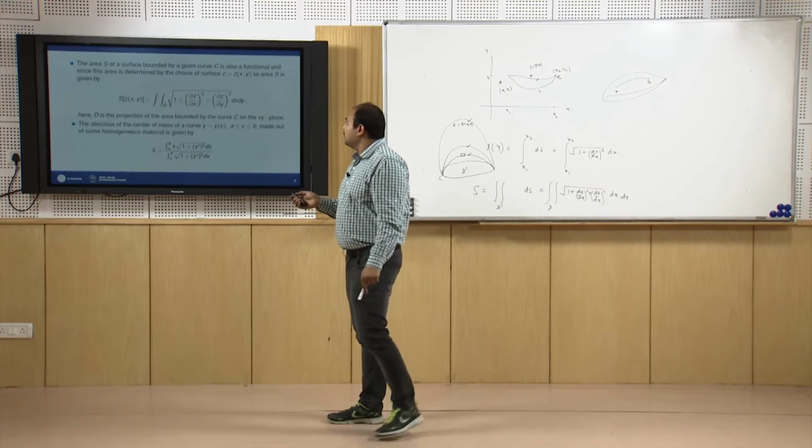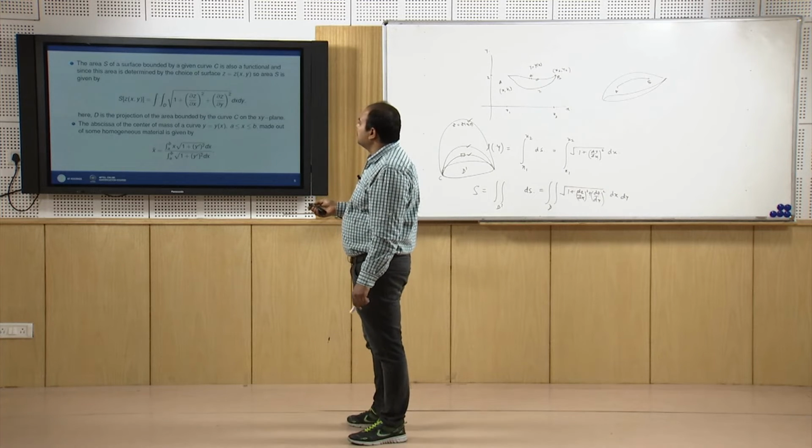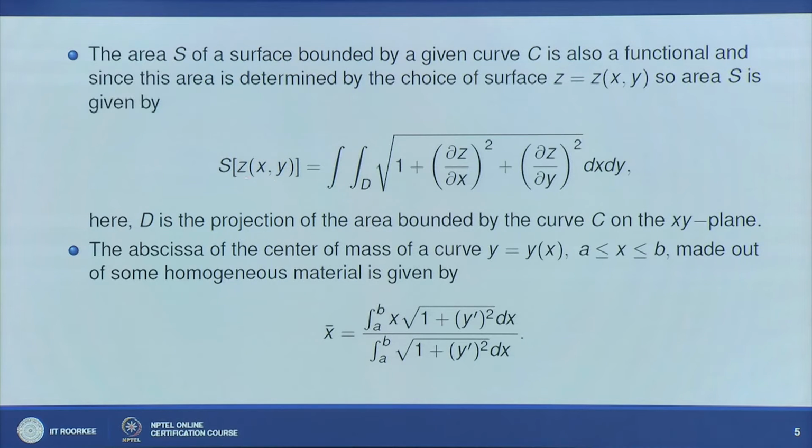So here we can say that the surface area corresponding to the surface z(x, y) is given by this double integral over D, and this surface element can be written as the square root of 1 plus (∂z/∂x) whole squared plus (∂z/∂y) whole squared, dx dy. Here D is the projection of the area bounded by the curve C on the xy plane. So this is also an example of a functional.